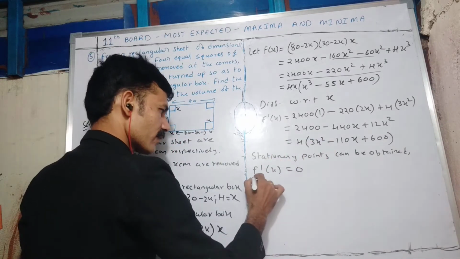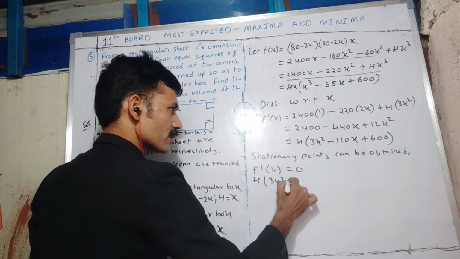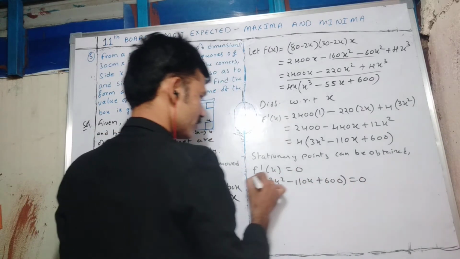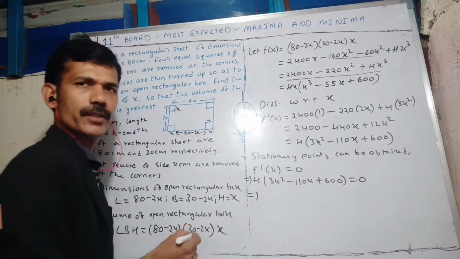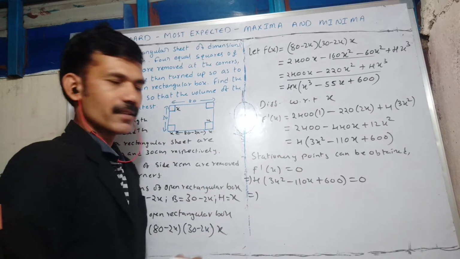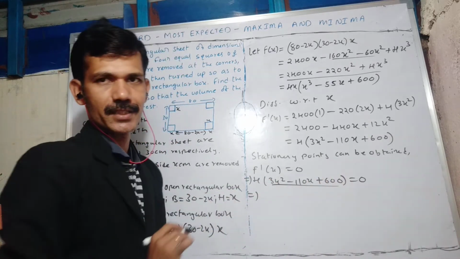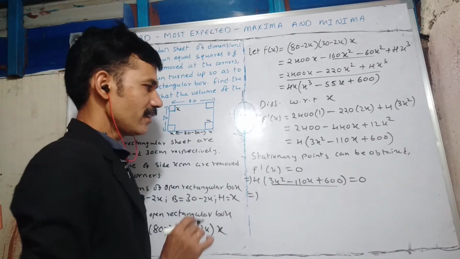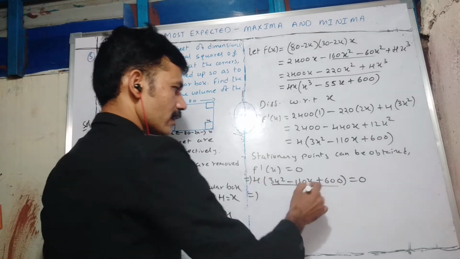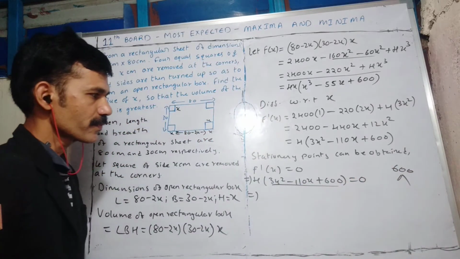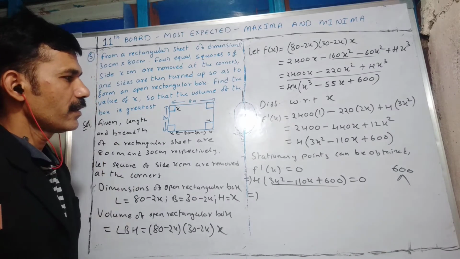That is 4 times (3x² − 110x + 600) = 0. Here we can divide by 4, so that we have to find the factors for this quadratic equation. Now we have to find the factors for 600 so that the sum is 110. How can we get that?